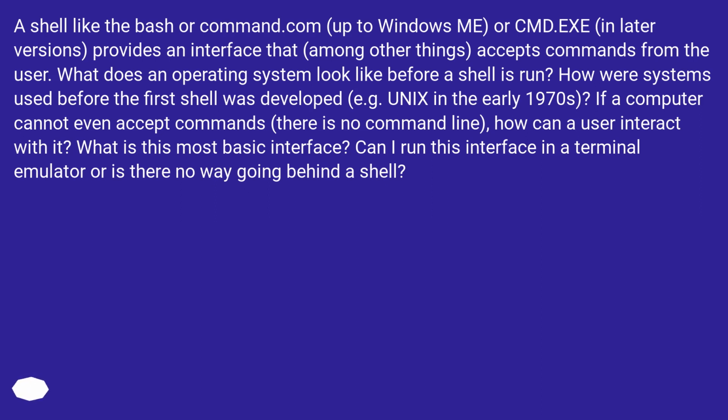What does an operating system look like before a shell is run? How were systems used before the first shell was developed, for example Unix in the early 1970s? If a computer cannot even accept commands, there is no command line, how can a user interact with it? What is this most basic interface? Can I run this interface in a terminal emulator, or is there no way of going behind a shell?